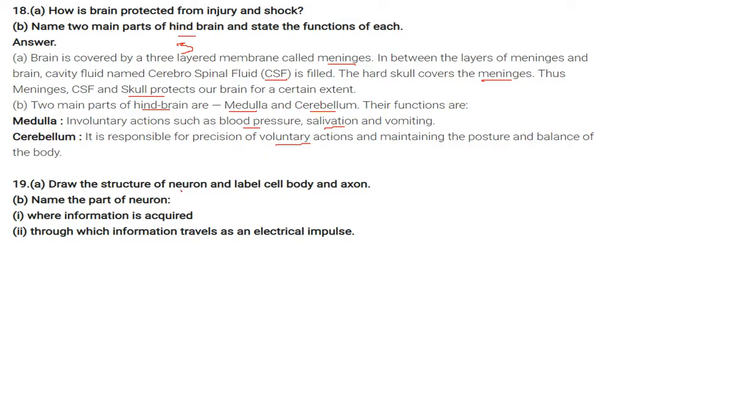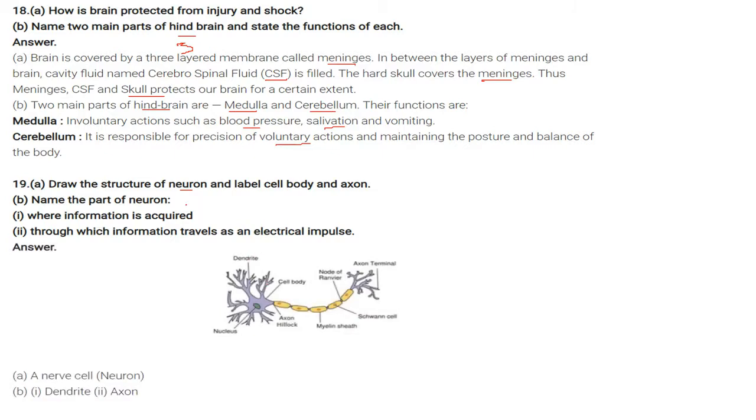Draw the structure of neuron and label cell body and axon. So this is the name the part of neuron where information is acquired, through which information travels as an electrical impulse. So we have already seen and discussed this, so I'll directly go to this nerve cell, neuron. The answer is: the part of neuron where information is acquired is dendrite, and through which the information travels as an electrical impulse is the axon.